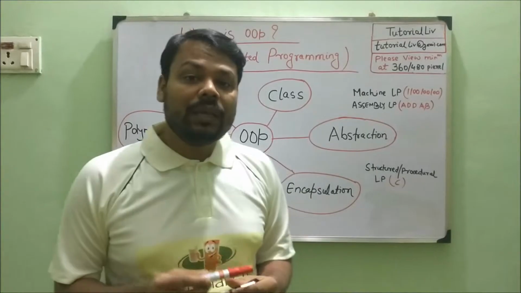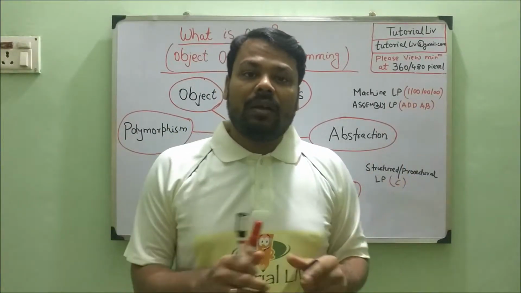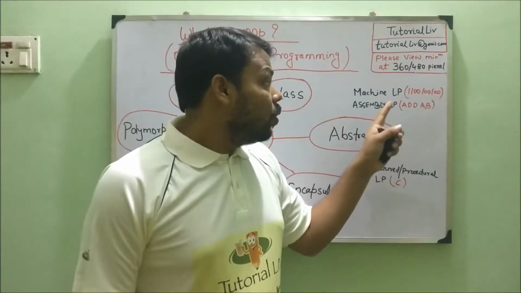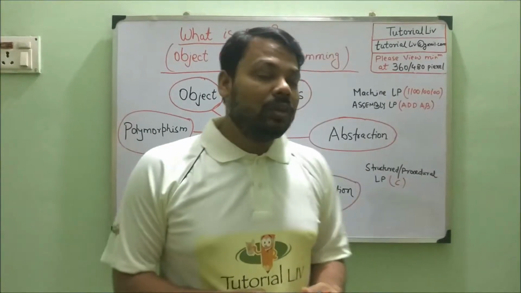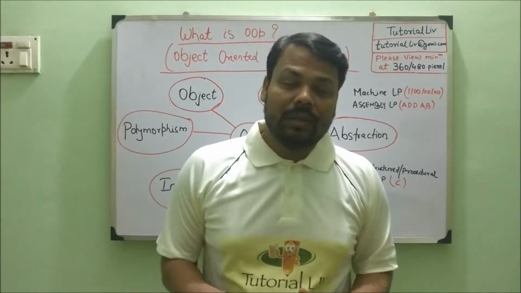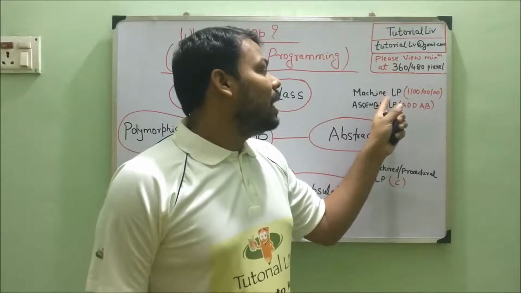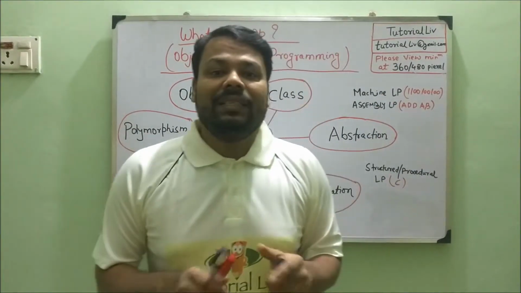Machine language programming is basically written in binary language or in bits. It's the combination of 1010. So what's the problem with machine language programming? The next programming language, assembly language programming, came into existence. If you want to understand the demerits or drawbacks of machine language programming, we should take an example.